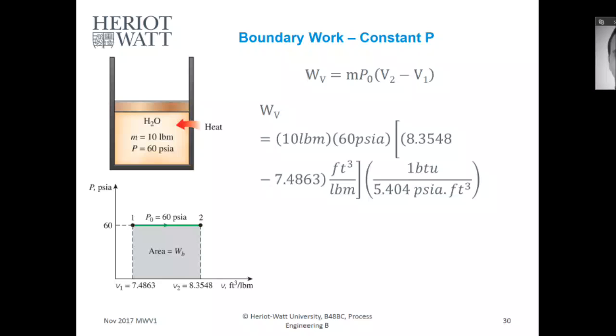So 1 BTU to 5.404 psi per cubic feet. Yeah, that's one of the difficult parts. And then you can convert it to kilojoules by multiplying by 1058, I think. But anyway, you can look that up. I was going to get you guys to look that up anyway.